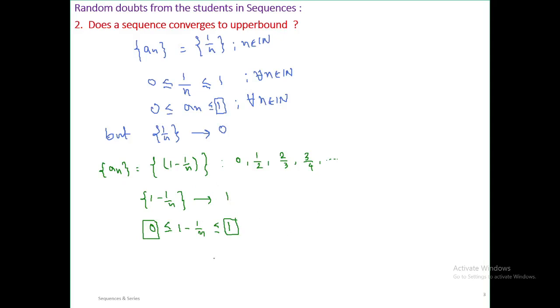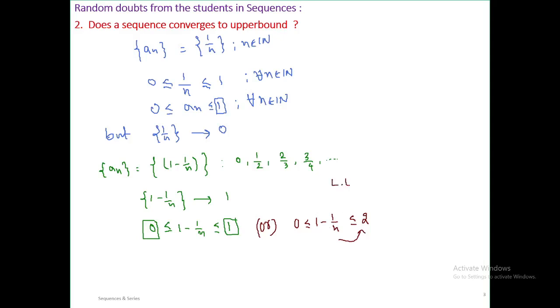See, I can also write it like this: any number more than 1 is also an upper bound. So 0 is less than or equal to 1 minus 1 upon n, which is less than or equal to 2, I can also write. This is always true. The terms of the sequence always lie from 0 to 2. It doesn't mean that it converges to 2, since it is an increasing sequence. So the correct statement is, the increasing sequence converges to the least upper bound.